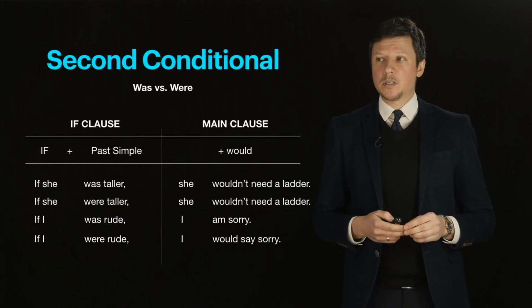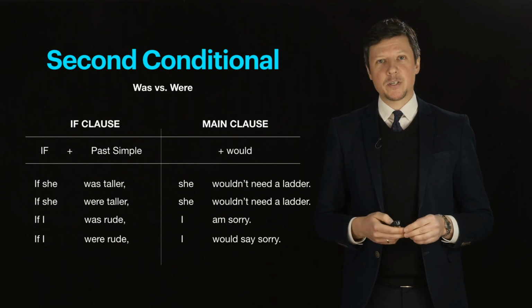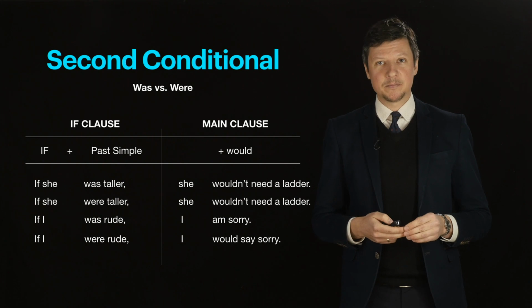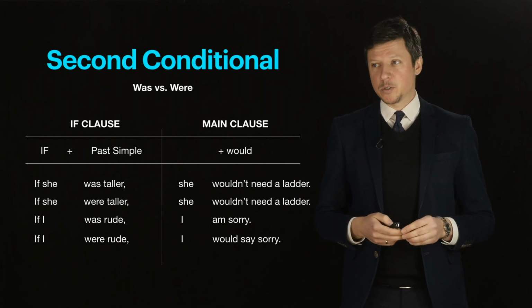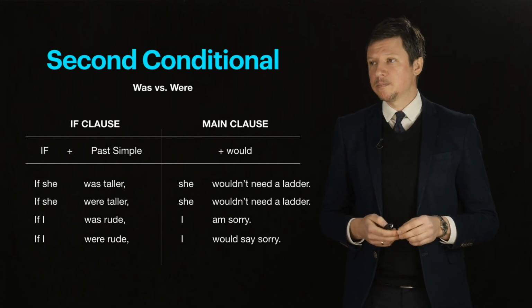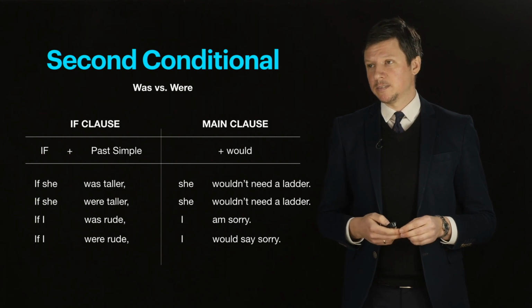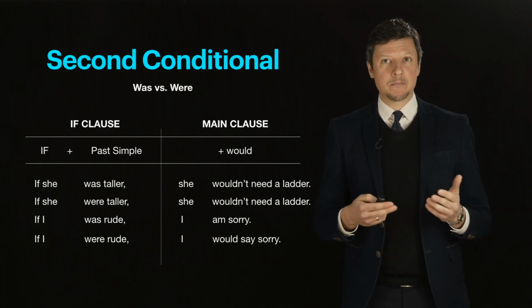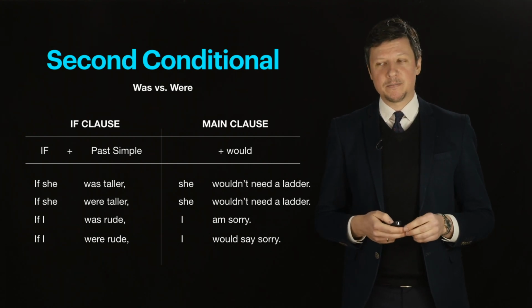Then there is an important topic that I have to mention with the past form of the verb to be, was or were. Which one should be used? If she was taller, she wouldn't need a ladder. If she were taller, she wouldn't need a ladder. Both of them are correct, and you can use them based on your preference.